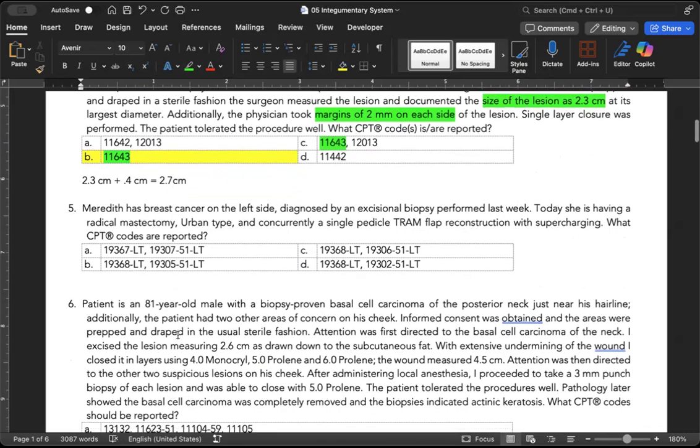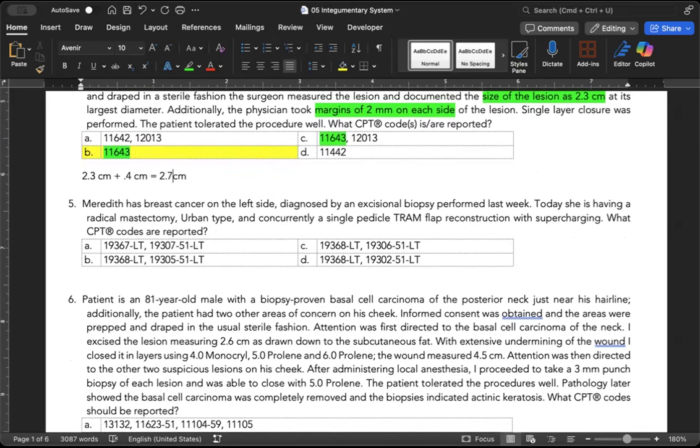Okay. Number 5. Meredith has breast cancer on the left side, diagnosed by an excisional biopsy that was performed last week. Today, she is having a radical mastectomy, Urban type, and then concurrently a single pedicle TRAM flap reconstruction with supercharging.